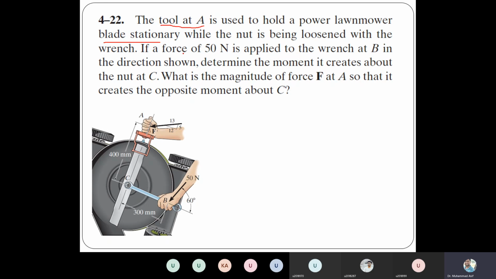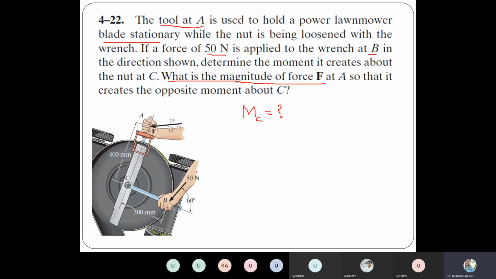Now the question is, if a force of 50 Newton is applied to the wrench at B in the direction shown, determine the moment it creates about the nut at C. So you have to figure out the moment of this force of 50 Newton about point C. And then you have to figure out the magnitude of the force at point A. This is point A. What is the magnitude of that force so that it creates the opposite moment about C?